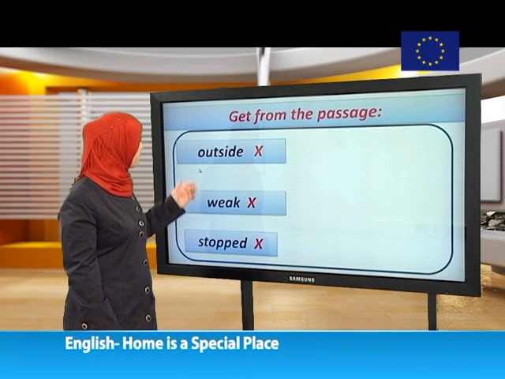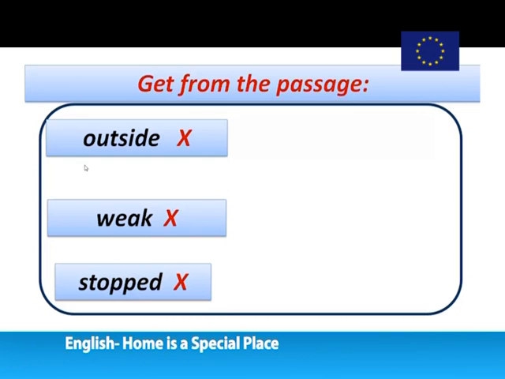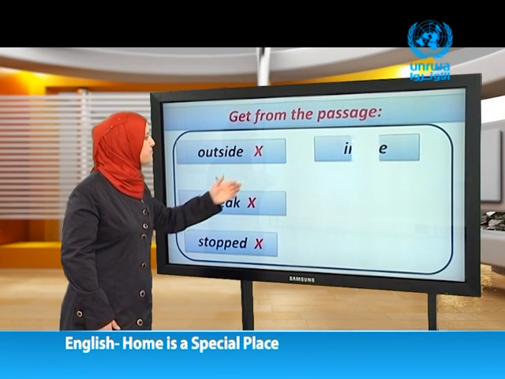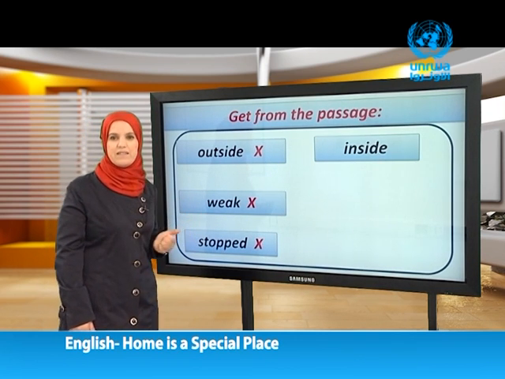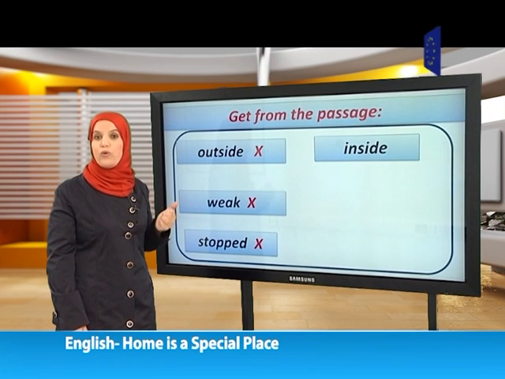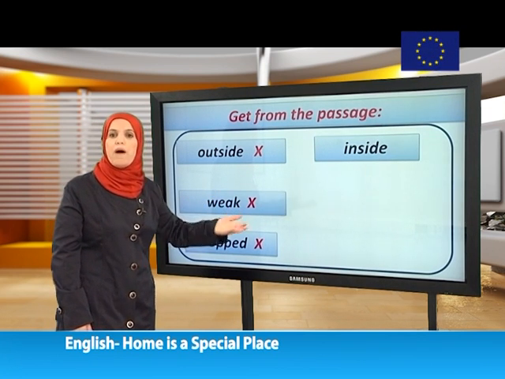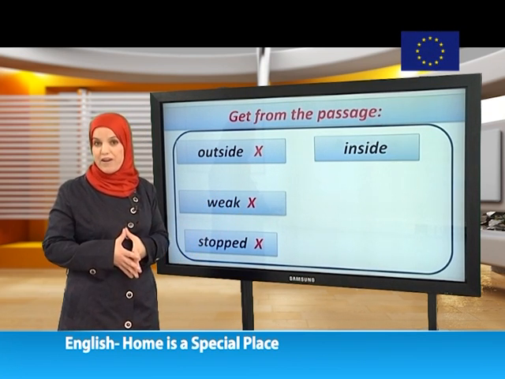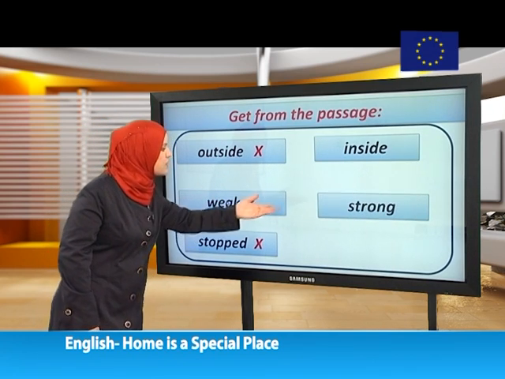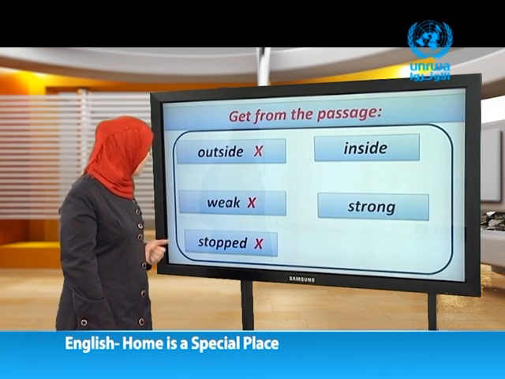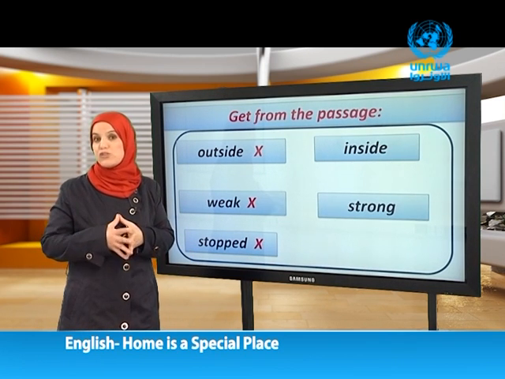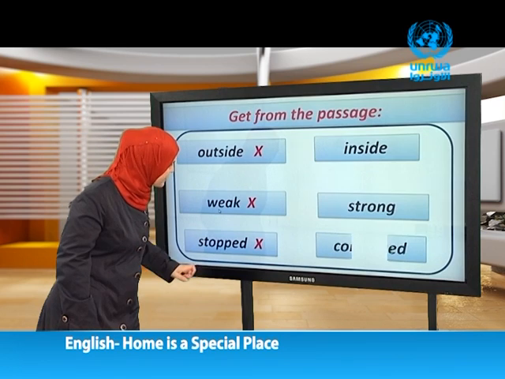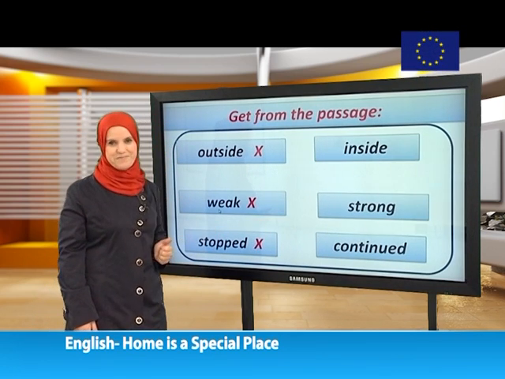Next one. What is the opposite of outside? The opposite of outside is inside. Next one. Weak. The opposite of weak is strong or powerful. But in the paragraph, we have the word strong. And the last one, stopped. What is the opposite of the verb stopped? The opposite is continued.